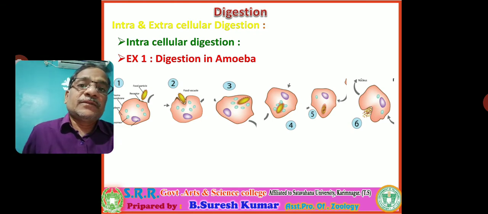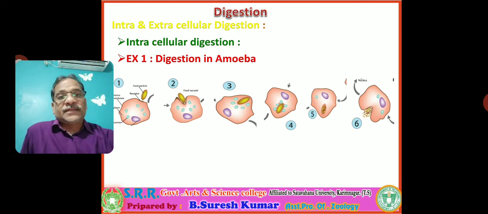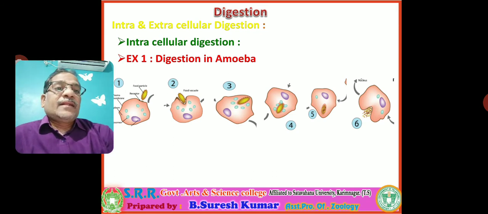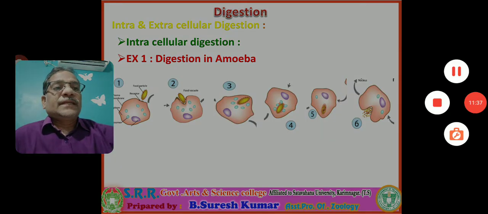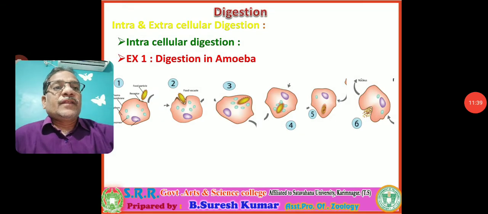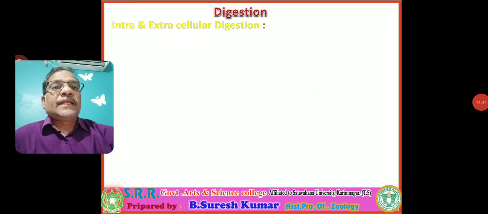You observe the last visual, the sixth visual present in this PPT. You observe clearly the residual bodies, undigested particles ejected by the body surface. So that is digestion in amoeba. So next, let us observe one more example of intracellular digestion.